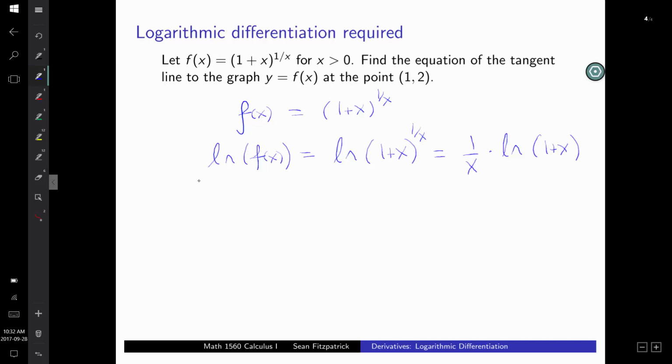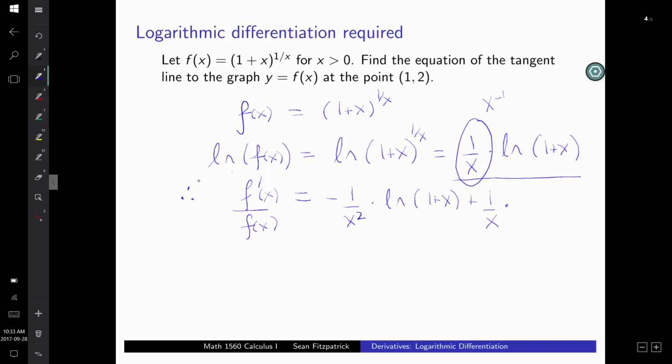Because if I take the derivative of both sides, I know that on this side, I get f prime of x over f of x. That's what I get when I take the derivative of the left. And when I take the derivative of the right, I can just think of that as a product. So the derivative of 1 over x is minus 1 over x squared. Remember that this is x to the minus 1 times log of 1 plus x. And then I do 1 over x times the derivative of the log of 1 plus x, which is 1 over 1 plus x.